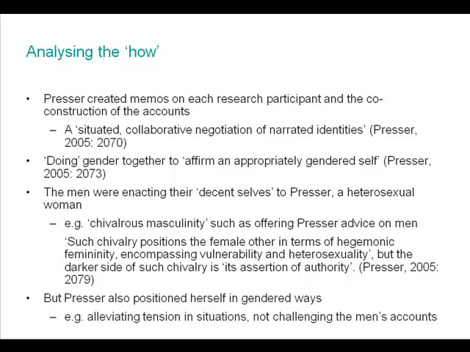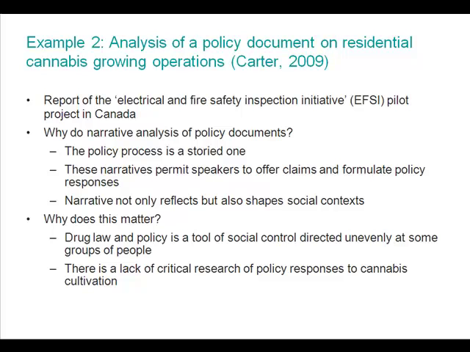But she says that it wasn't just the men who were doing gender, she was also doing gender. So she was also positioning herself in gendered ways, helping these men present a decent self and helping them to present a particular form of masculinity. So, for example, she'd alleviate tension in situations in a fairly typical feminine manner. And she'd also not challenge these men's accounts. So that was an example of how individuals narrate a self. The second example I've got is an analysis of a policy document.